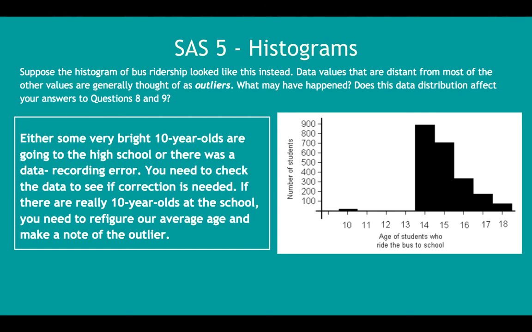So we have to investigate that particular collection of data to determine if there was a problem. You need to check the data to see if a correction is needed. If there really are 10-year-olds at the school, you need to refigure our average age and make note of the outlier.